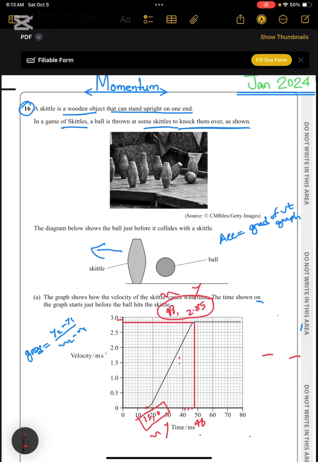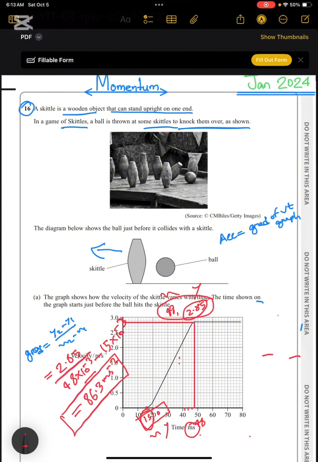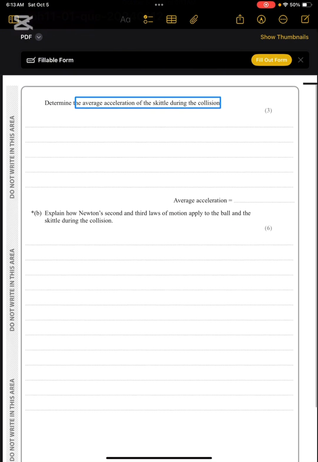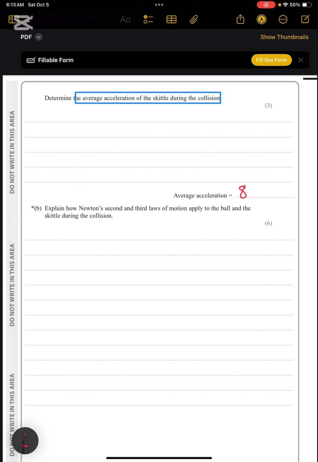So we can write it down as 2.85 divided by 48 times 10 to the power minus 3. We are taking 10 to the power minus 3 because it is given in milliseconds, minus 15 times 10 to the power minus 3, which will be equal to 86.3 m s to the power minus 2. So this is going to be our acceleration. Our acceleration will be 86.3 m s to the power minus 2. Okay, so we are done with question number A.